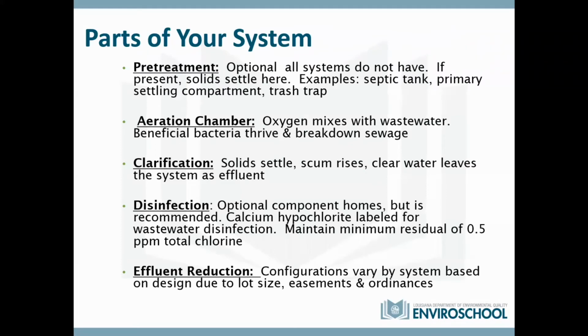Now, these are the different parts of a mechanical treatment system. Pretreatment. These are optional, not all systems have it, but basically it would be like a septic tank or some kind of primary settling tank, kind of like we saw in that first schematic, or a screen like a trash trap, and that's to get the big solids out. Then there'd be an aeration chamber. That's where the oxygen mixes with the wastewater. And again, what we're doing is we want the beneficial bacteria that eats the other bacteria to thrive. We need them to be alive and doing what they do so they can break down the sewage.